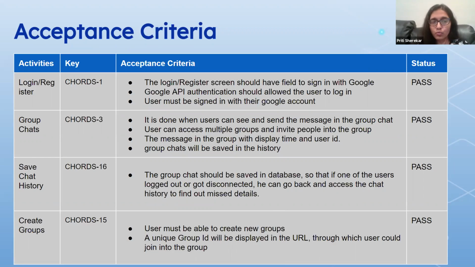He should be able to save the chat history whenever he is disconnected. Also, he should be able to create the groups and the user group IDs are displayed in the URL. So only if these features are met, then the application's acceptance criteria is met and it is ready to be deployed. Next slide, please.